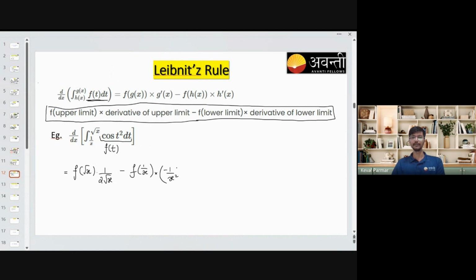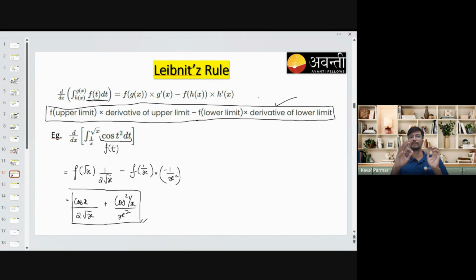by x square. So what is f of root x? f of root x will be cos x upon 2 root x. This minus will become plus f of 1 by x. It will be cos square 1 by x upon x square. Simple. This is my answer. Got it? So it is better to always remember this formula. f of upper limit into derivative of upper limit minus f of lower limit into derivative of lower limit. I hope it is clear.